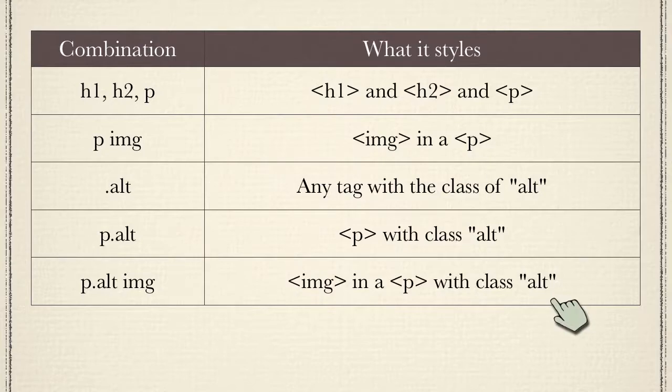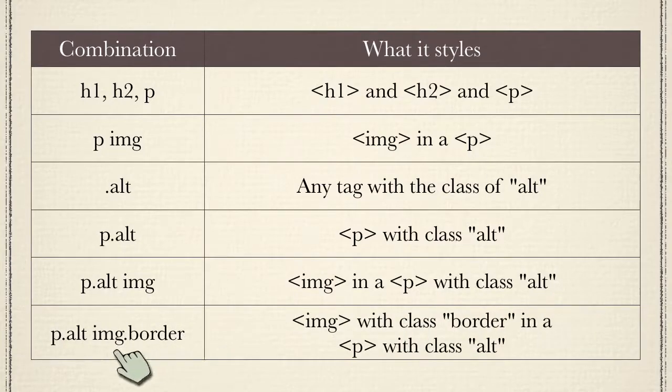Or we could have p.alt space image dot border. This will affect any image with a class of border in a paragraph with a class of alt. As you can see, especially when you're getting started, this could seem a little bit complex, but as you work with it, it actually is pretty easy to work with.